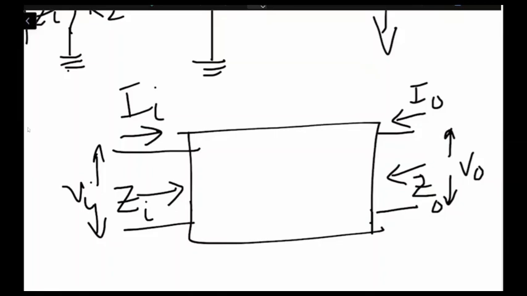If the direction of the current changes, a negative sign will be applied to the current. And if the direction of the voltage changes, again a negative sign will be applied, either on the input side or on the output side. Are you with me?